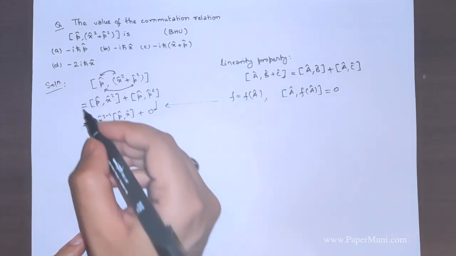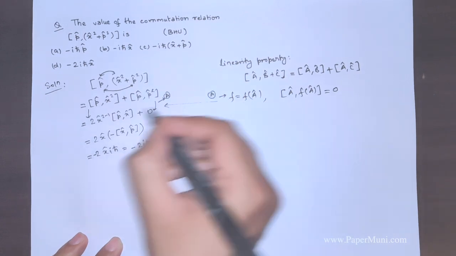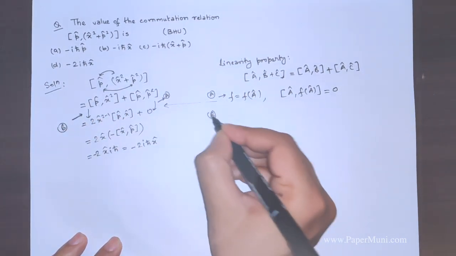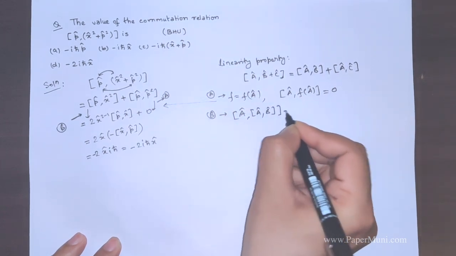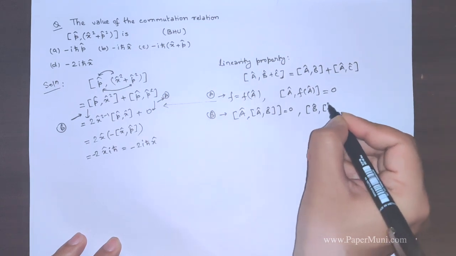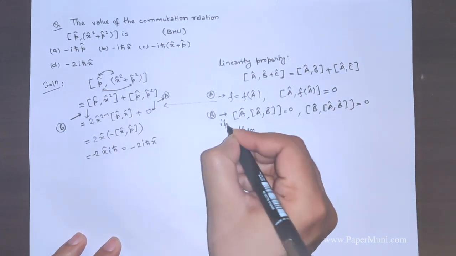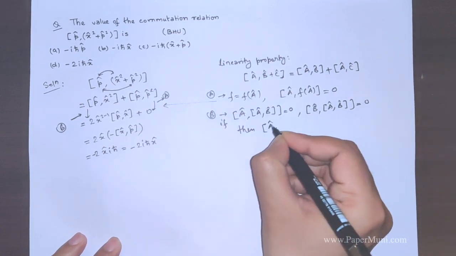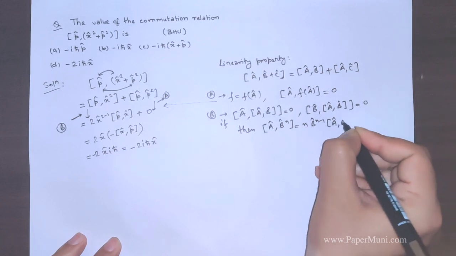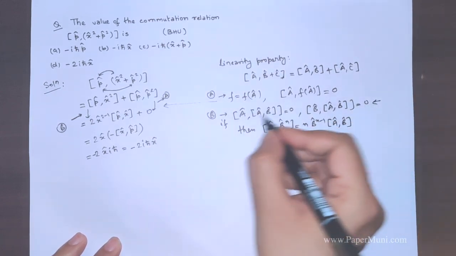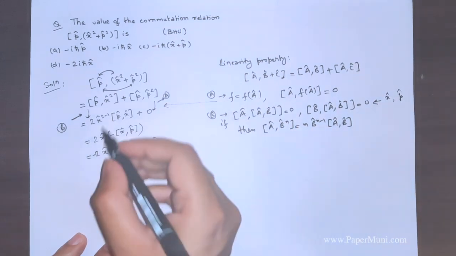All right, now in this step, from this to this, let's label this step as a, and let's label this as b. The property used in this step is that if A and B commute with their commutator, that is, the commutator of A with the commutator of A and B is 0, and B also commutes with the commutator between A and B, this is 0, then this will give us n B^(n-1) times the commutator of A and B. Now this relation is always true for x cap and the commutator between x and p. So this will always hold, and we can directly write down this step.